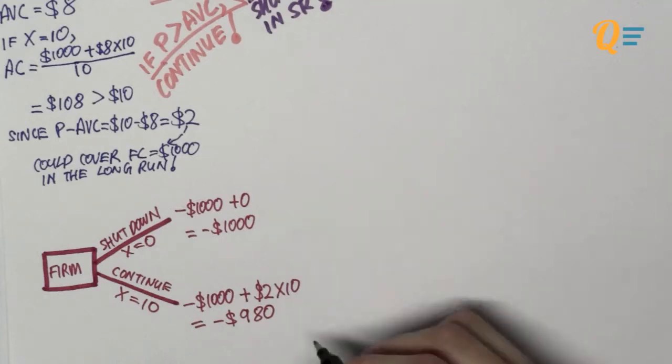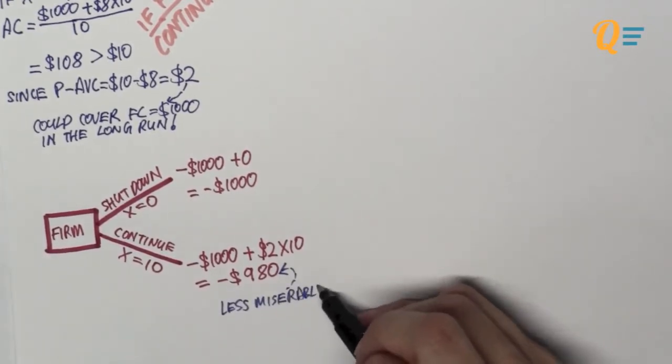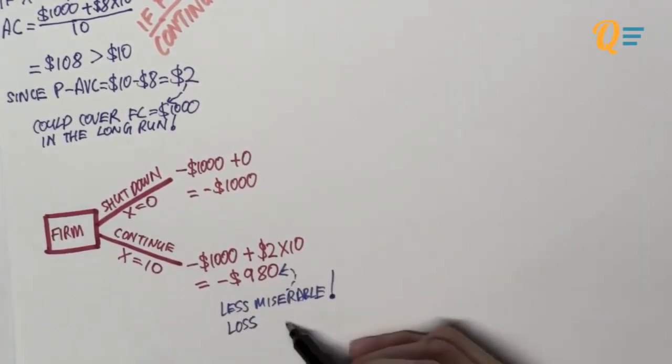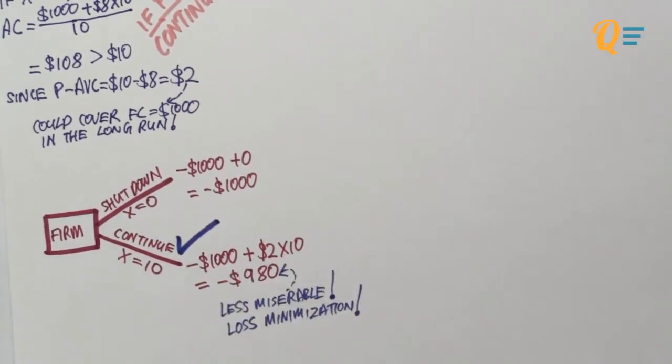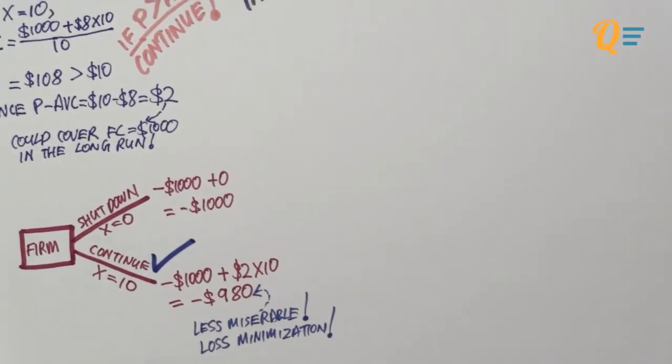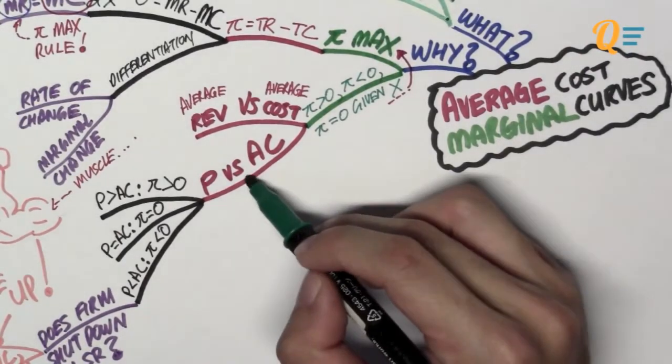So if you're the firm, which are you going to choose? I hope you're going to choose to continue, because if you continue, you're going to be less miserable as compared to shutting down. You have somewhat minimized your losses. So a rational firm is going to choose to continue instead of shut down. So that is the reason why when your price is still more than your average variable cost, you should still continue. Okay, so much for that long story.